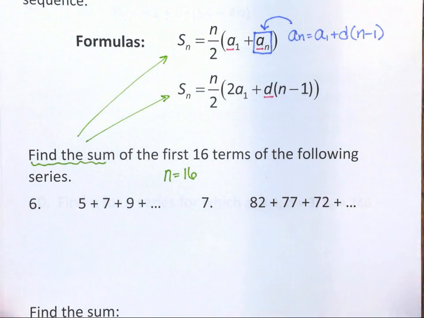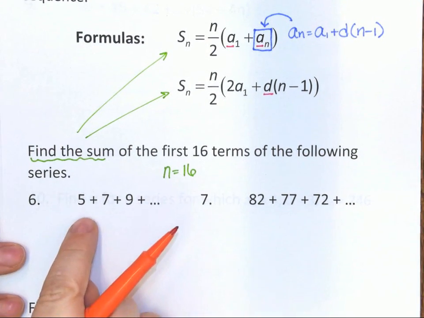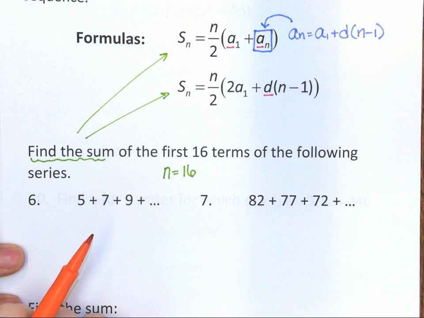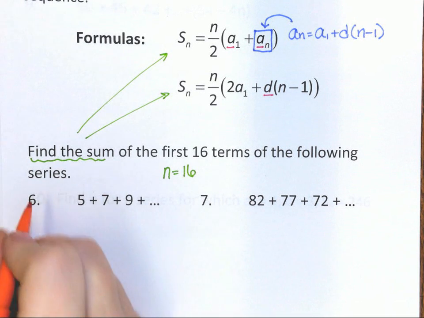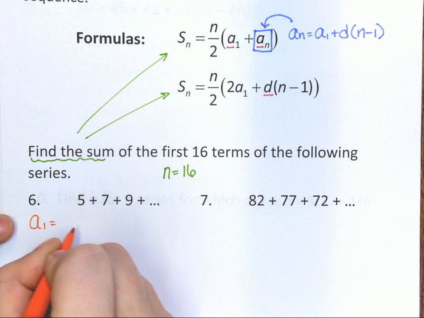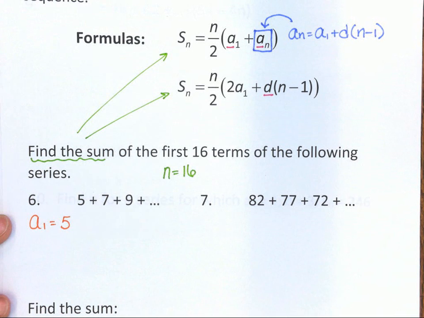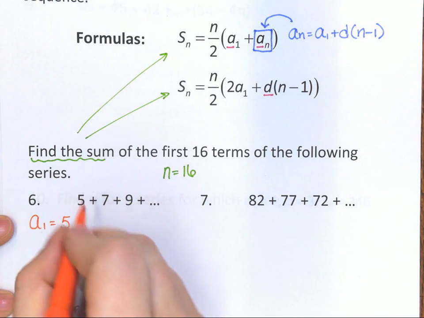So if I start looking at the problems, what do I know looking at what they gave me for number 6? The first term is 5. What else do you know? Good, the common difference is 2.